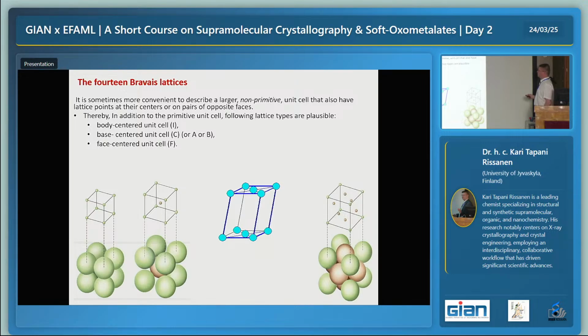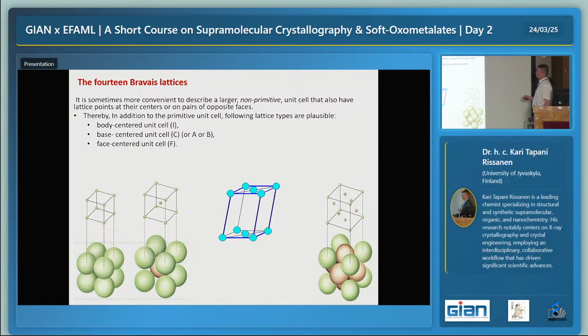The non-primitive cell is always larger because it has to contain one of the additional lattice points. That additional lattice point sits at the centers or in pairs of opposite sides. So we can now have a primitive and then additional types. We have a body centered, which is I. It sits in there in the center. We have a base centered, so it's sitting somewhere on the base, on one of the walls in here. This is the C. If we call it the C face, and this is a C face.